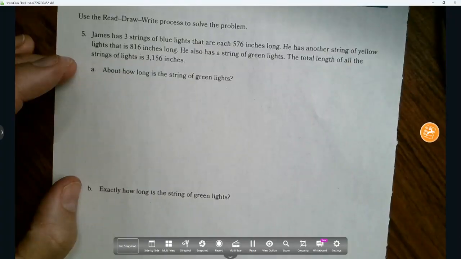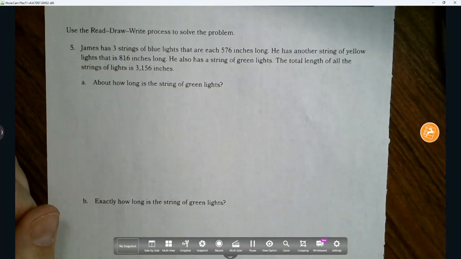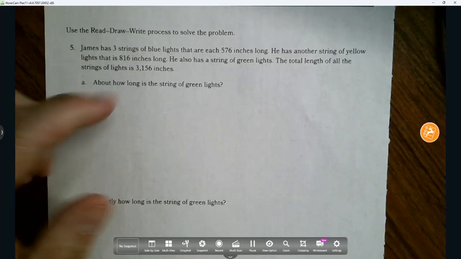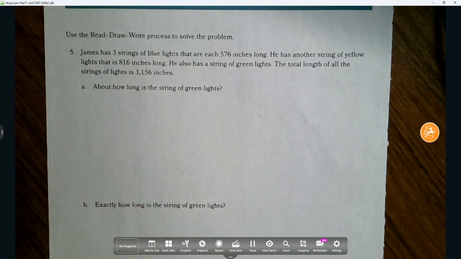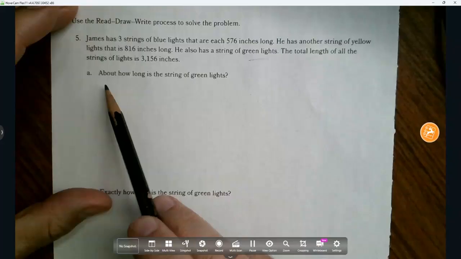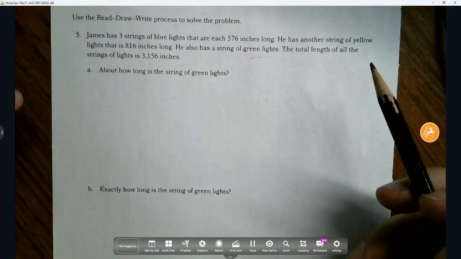All right, let's look at page 94 on the back. It says, use the redraw right process to solve the problem. James has 3 strings of blue lights that are each 576 inches long. He has another string of yellow lights that is 816 inches long. He also has a string of green lights. The total length of all the strings of lights is 3,156 inches. It doesn't tell us how long the green lights are. So it says, how long is the string of green lights? That's what it wants to find first. It says about, so it wants you to estimate.